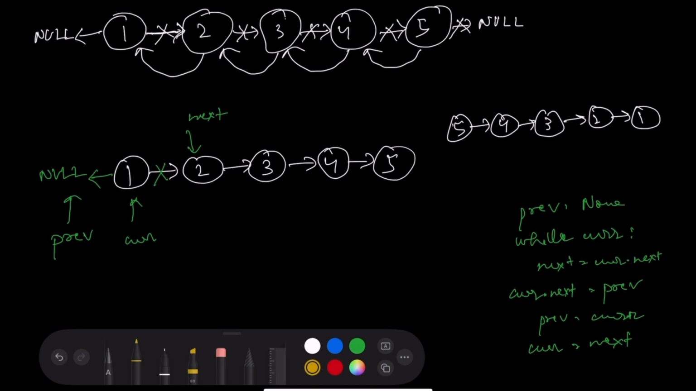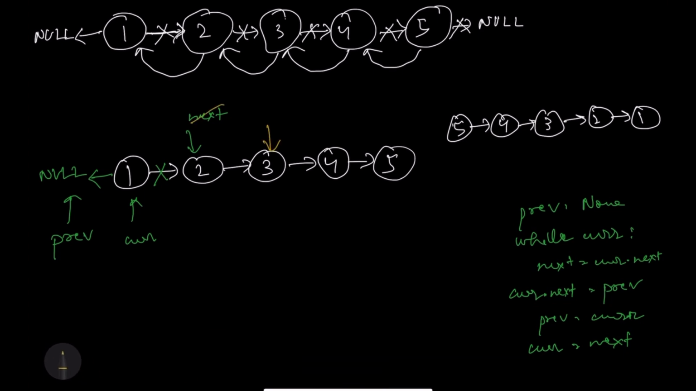So first, this part is done. We have broken the link here. Our 1 is pointing to null. We have current and we have previous. Now what will happen? Our next will move here. So now as our next has moved here, our current will move to next, and our previous will move here. So we will be breaking this link and connecting it here.